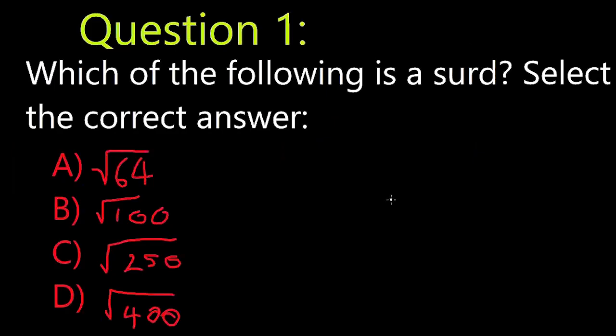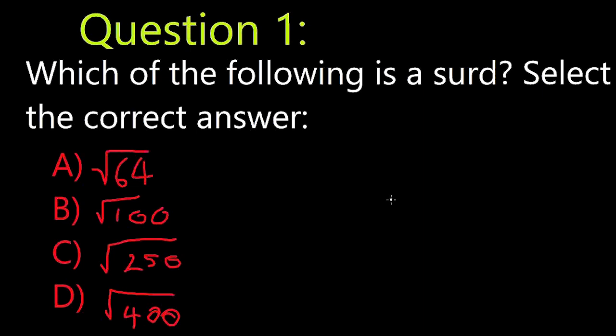Okay, so question 1, which of the following is a surd? Now they've given us 4 answers here, root 64, root 100, root 250, and root 400. So to answer this question correctly, we need to remember what a surd is. We know that a number is a surd if we can't represent it in the form of a fraction. So we'll put each one into our calculator and get the following results.